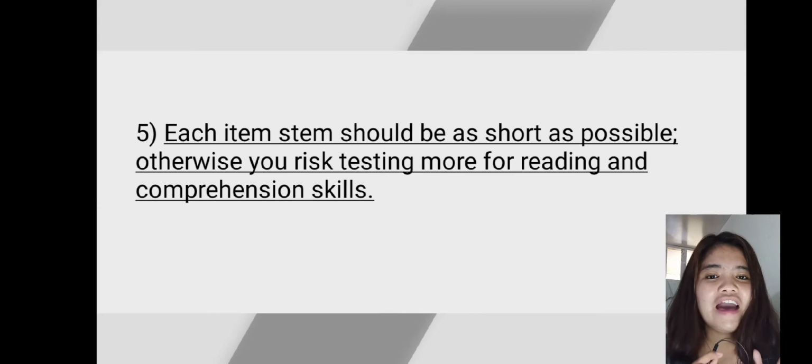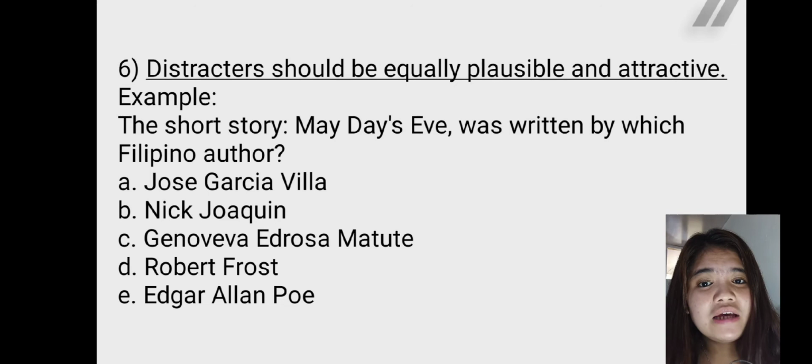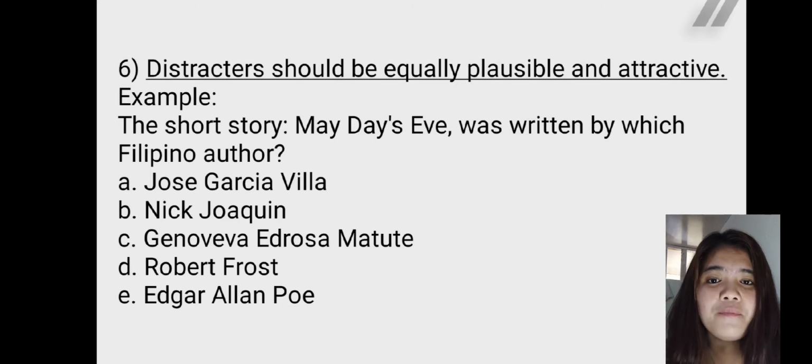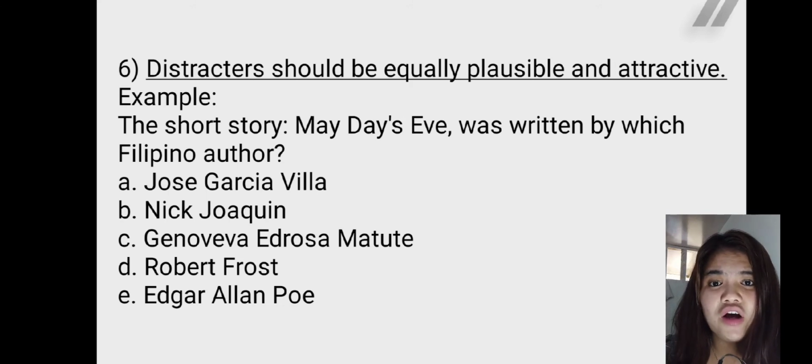Okay. Five. Each item stem should be as short as possible. Otherwise, you risk testing more for reading and comprehension skills. Six. The options should be equally plausible and attractive. Example: the short story May Day's Eve was written by which Filipino author? A, Jose Garcia Villa, B, Nick Joaquin, C, Genoveva Edroza Matute, D, Robert Frost, E, Edgar Allan Poe. If the options had all been Filipino authors, the value of the item would be greatly increased.